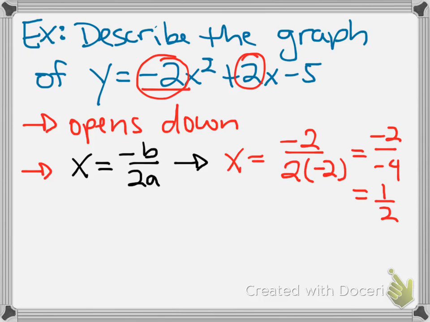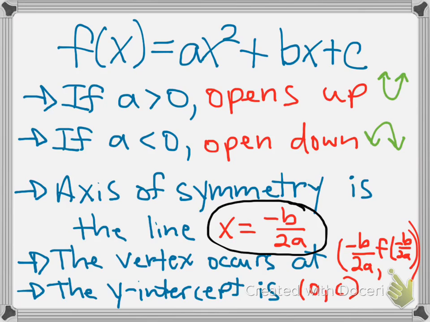So that was a little sloppy over there. I'm going to copy this back down. So that means that our axis of symmetry occurs at the line x equals 1/2. The last thing that we need to do, actually we have 2 more things, excuse me. We still need to talk about the vertex, and we need to talk about the location of the y-intercept. So let's do the vertex first.